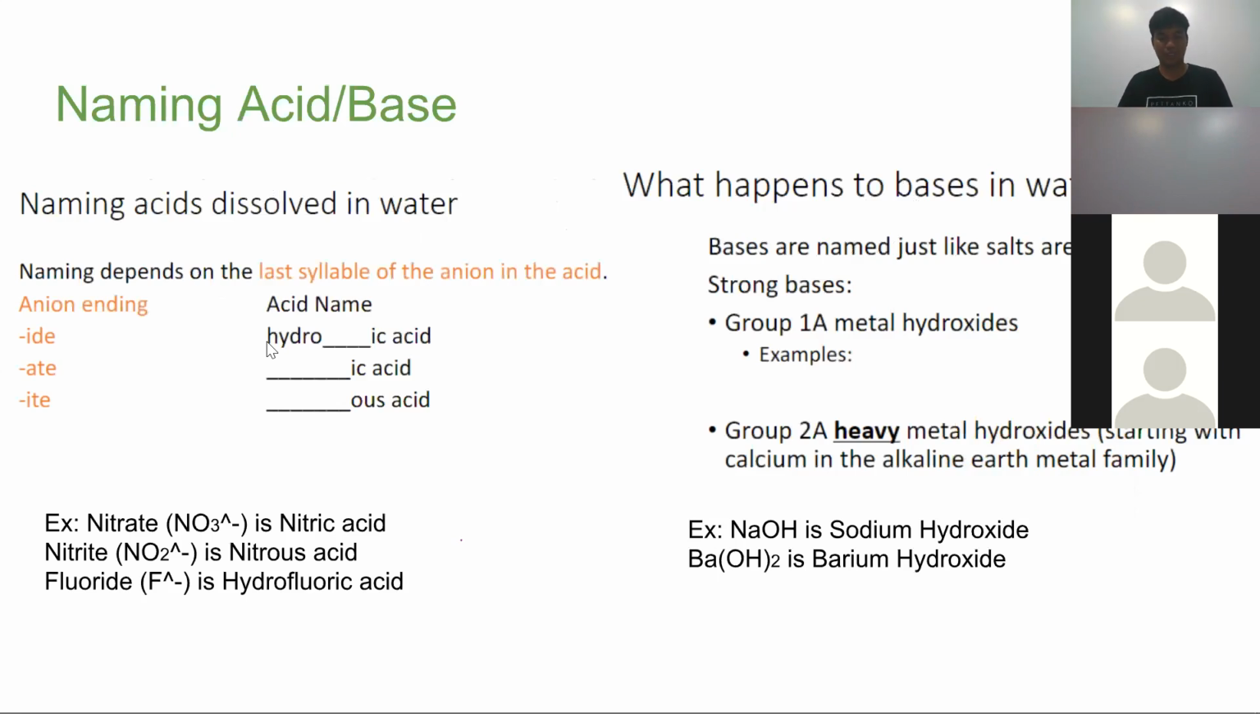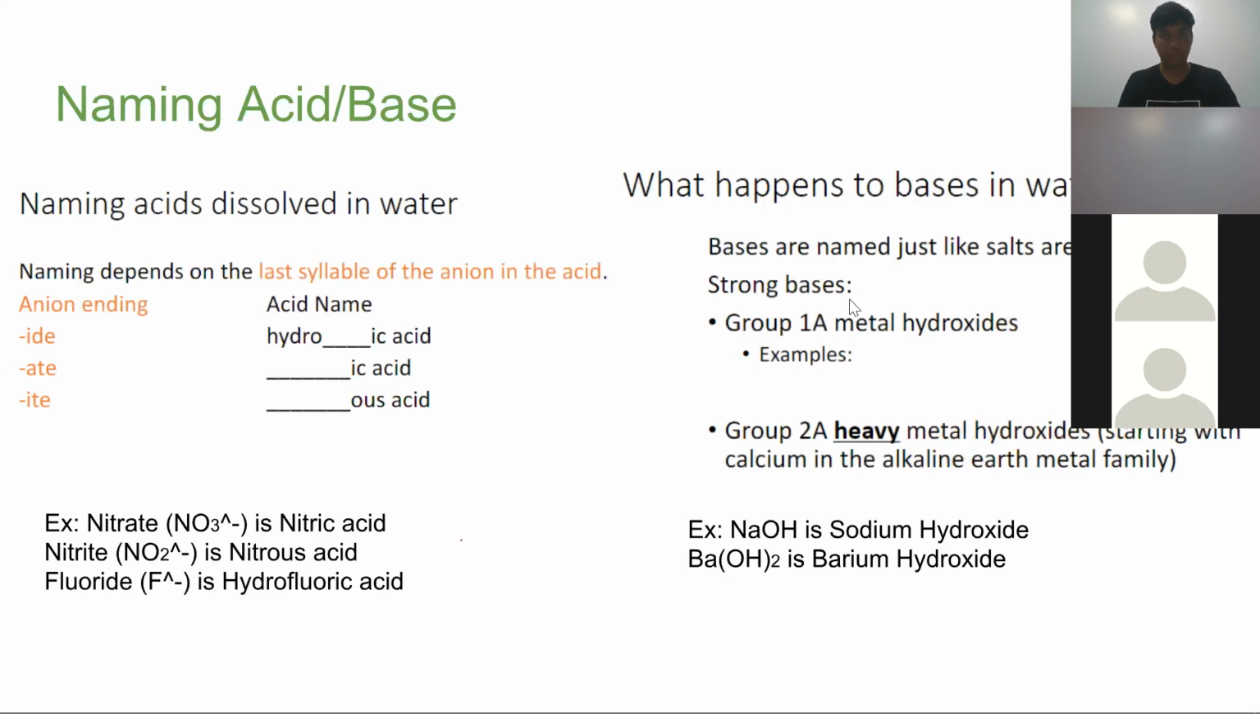Now, how do we identify whether it's a strong acid or a weak acid? It goes back to knowing what your strong acids and strong bases are. Right in front of you are ways of naming any acid and any base. When you name an acid that's dissolved in water, you have to keep in mind that they're aqueous solutions, so naming them depends on the last syllable of the anion in the acid.